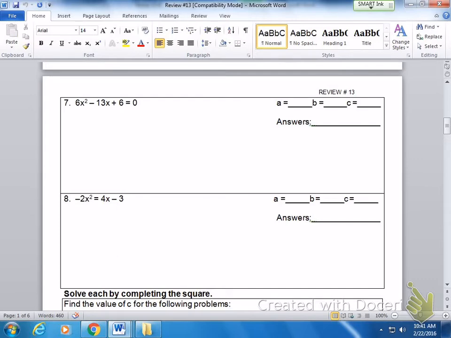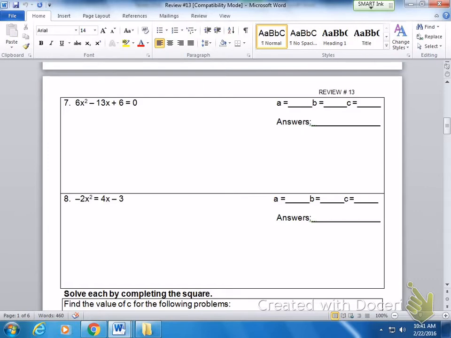Now, number 7 is essentially the same thing. We need to use our quadratic formula. Sorry, we're not going to do number 7, I'm sorry. But in number 7, you will get a perfect square when you do the numbers underneath the square root. It is in the right order, so you can get your a, b, and c pretty easy.